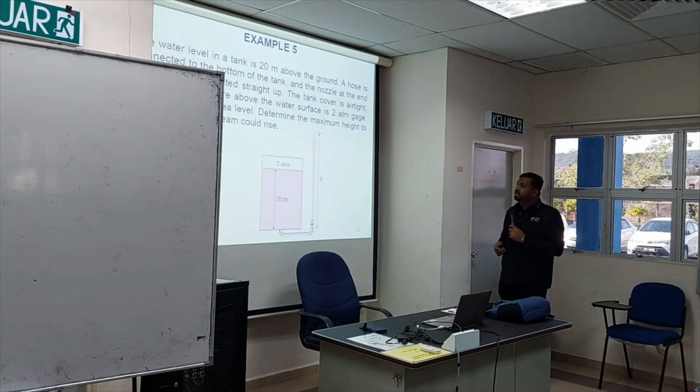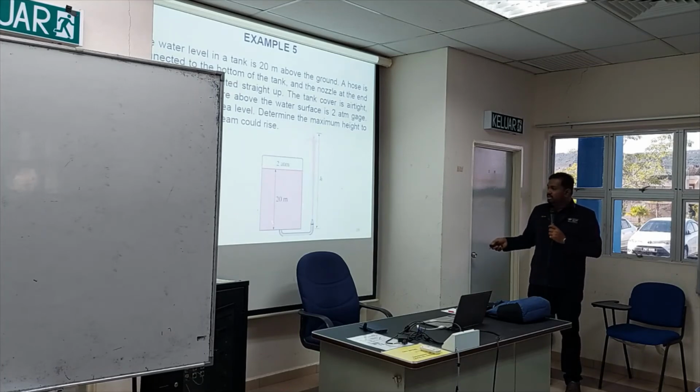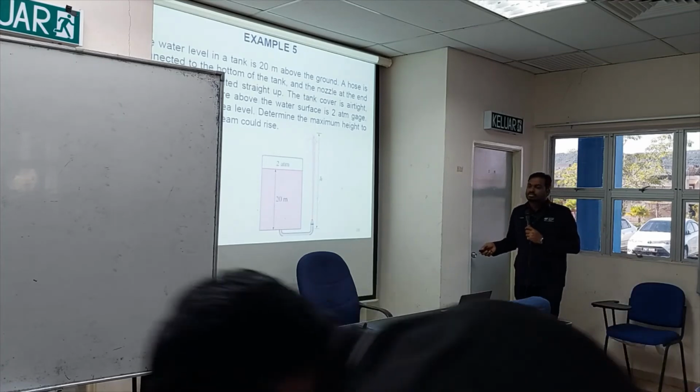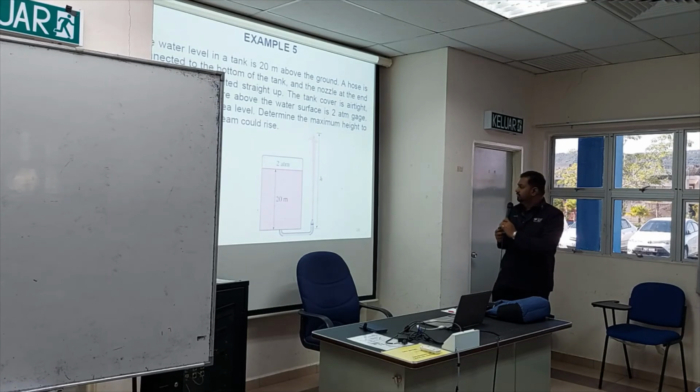Okay, so another example. So dalam example ni, yang ni pun dia satu container, but instead of the water discharging at the side, they discharge dekat bawah. Di bawah, then the water is jet at the side. So dia nak kita cari berapa ketinggian yang dia boleh sampai.